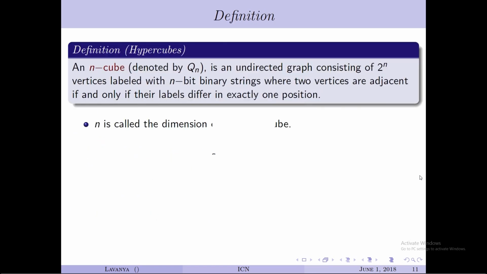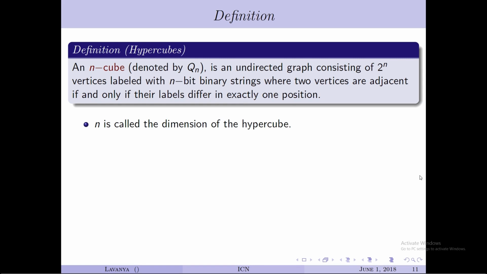So, let us start with hypercube. An n cube is an undirected graph. It consists of 2 power n nodes. If we are talking about an n dimensional hypercube, then it has 2 power n nodes. So, the number of vertices itself is exponential.